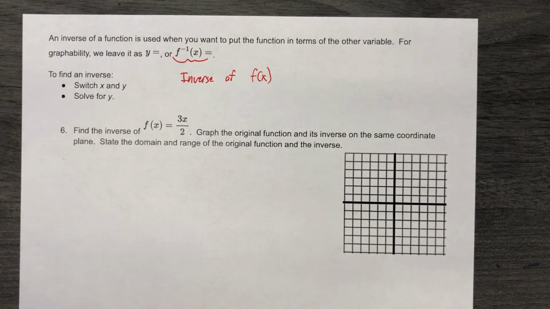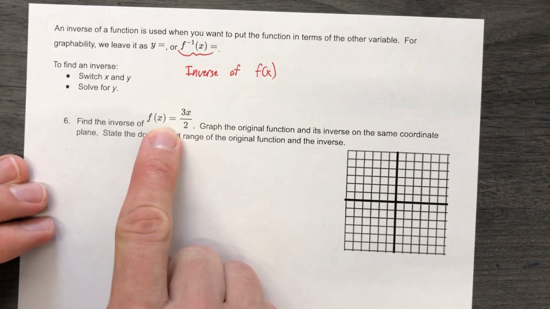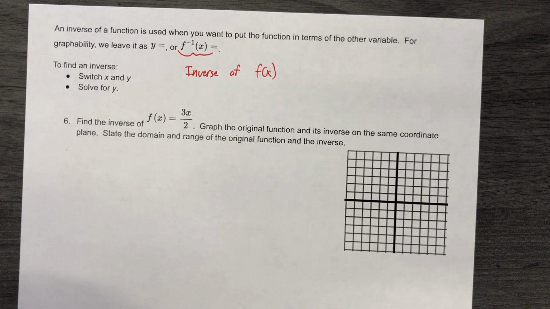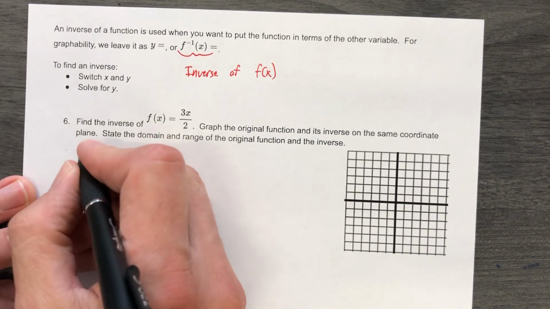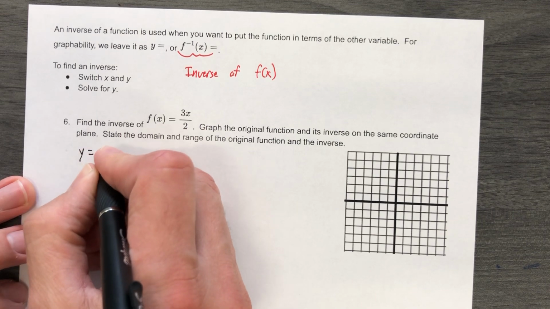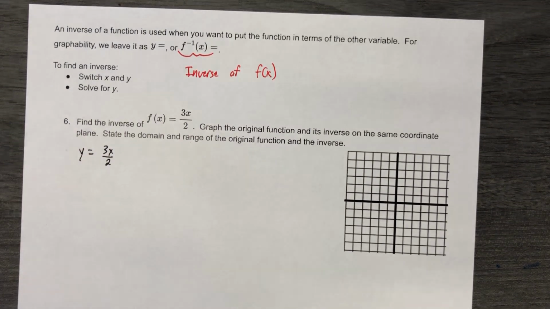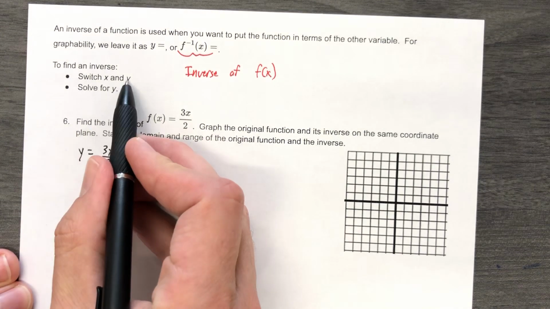Just don't, okay? Let's find the inverse of this. Let's just start with that, okay? So don't make it harder than it is. The original function, write it in black, y equals 3x over 2. And we are going to switch x and y and then solve for y.